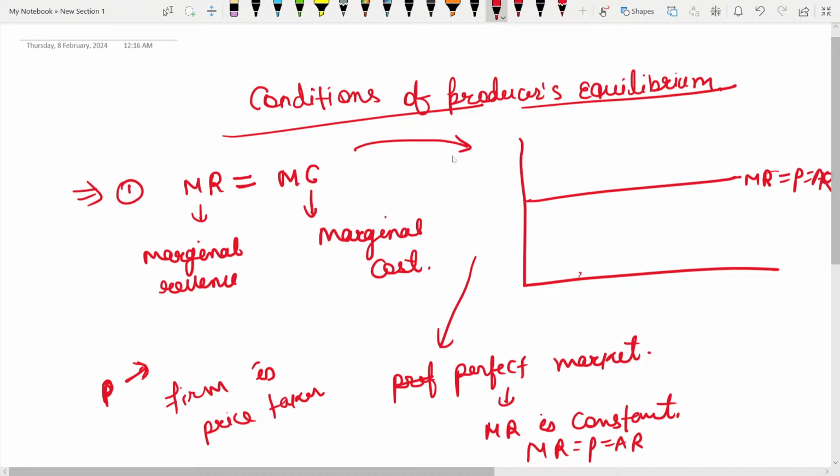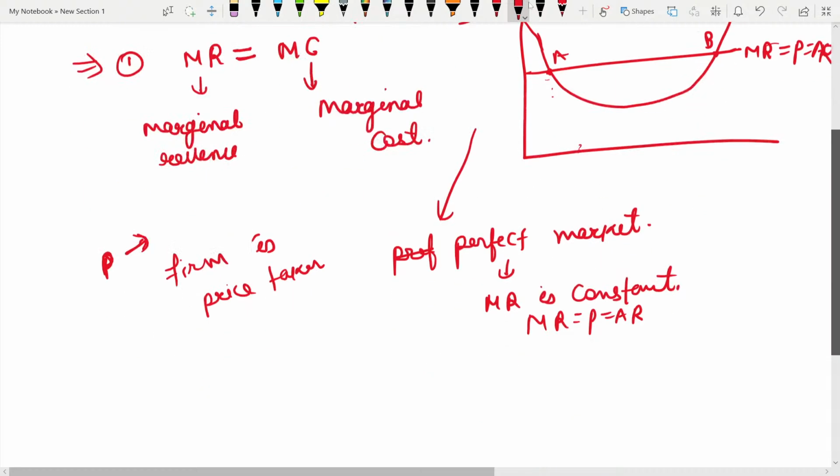Okay, so there is MC. As we all know, MC is U-shaped. As we can see here, there are 2 points, point A and point B. At which point is the producer able to maximize his profit, at point A or at point B? We will see in this diagram. So this is all we will discuss today.